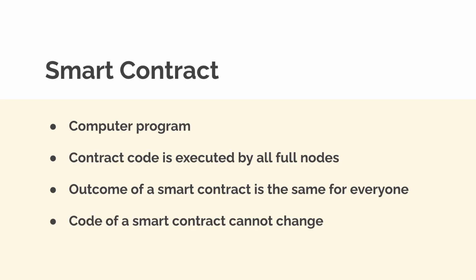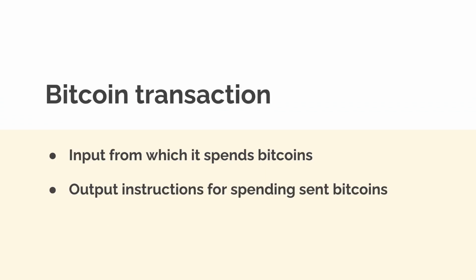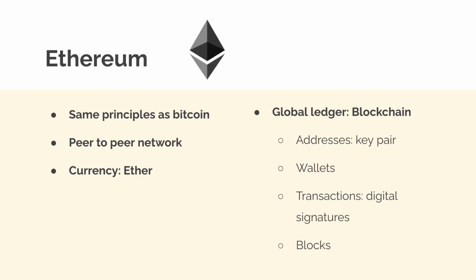signed the contract. A smart contract is a computer program where contract code is executed by all full nodes. The outcome of a smart contract is the same for everyone, and the code of a smart contract cannot change. So in that way, it's similar to a regular contract. With Bitcoin, a transaction refers to a transfer of value in the Bitcoin network. So we have input from which the transaction spends Bitcoins, and we have output instructions for spending the sent Bitcoins.